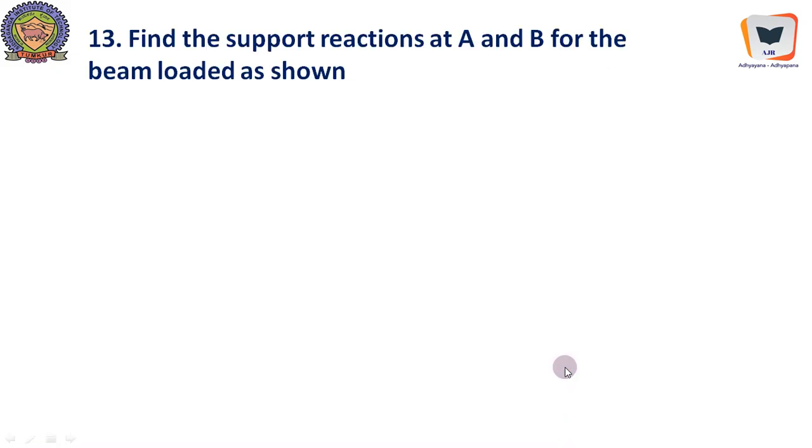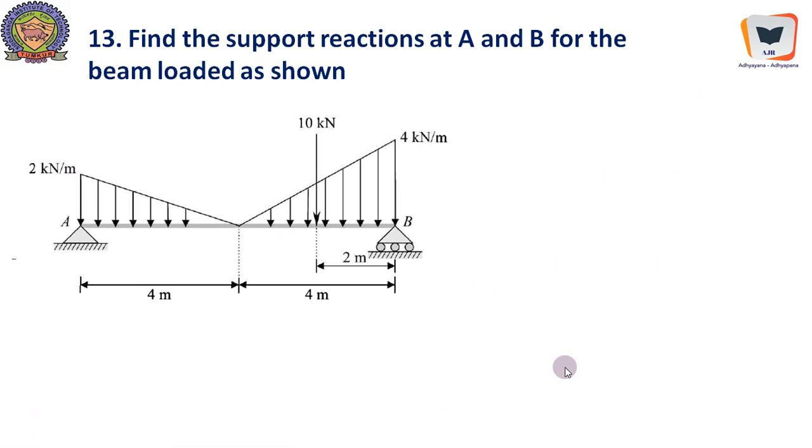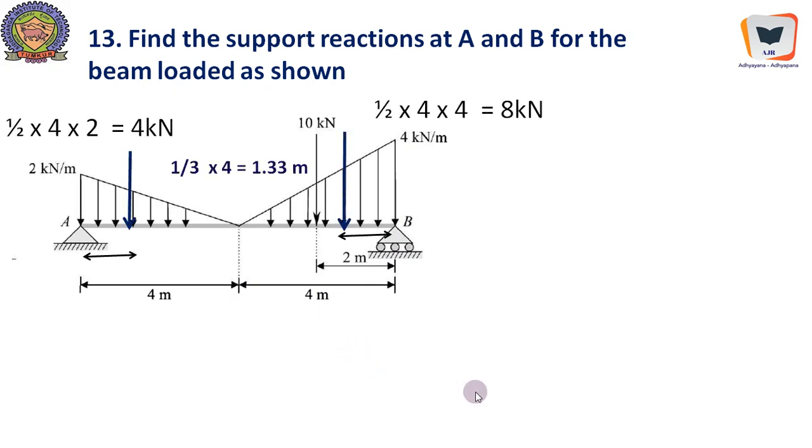Now, find the support reactions at A and B for the beam loaded as shown. Here a beam is there and it is being loaded with a triangularly varying load of different intensity. This may be a slab, this may be a beam, and over this beam there are two walls constructed in this shape. So this is for maximum, and we need to find out, of course, the equivalent concentrated load. That's it. It becomes similar to the second problem or the very first problem.